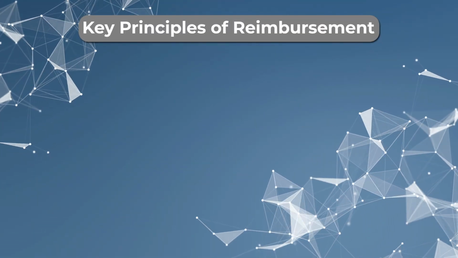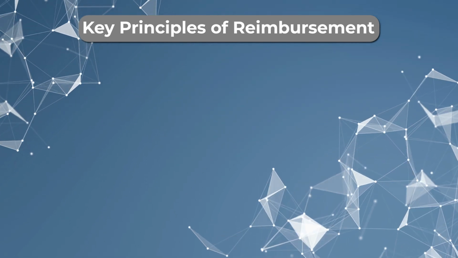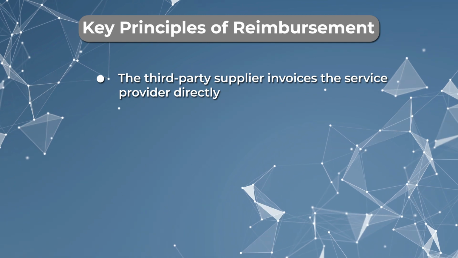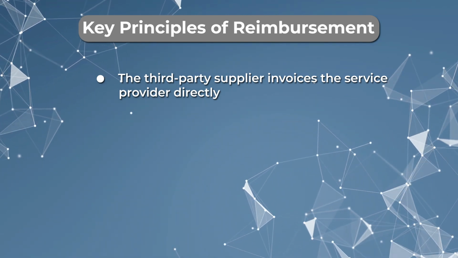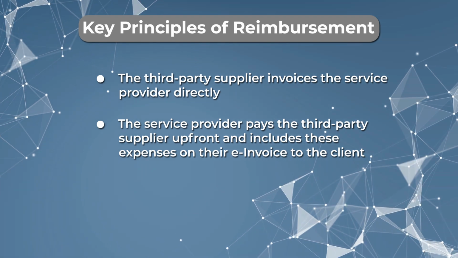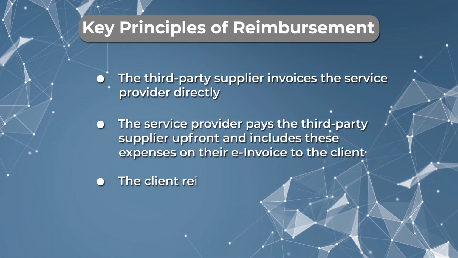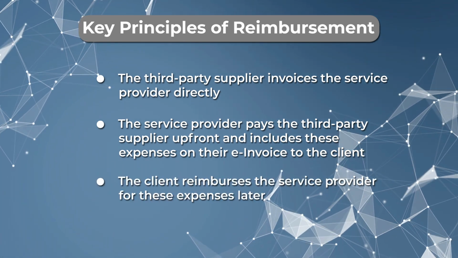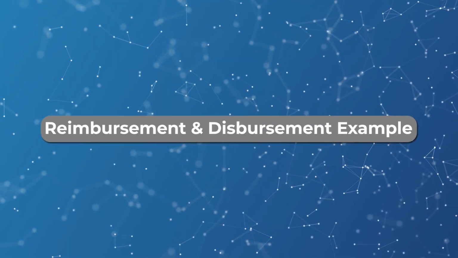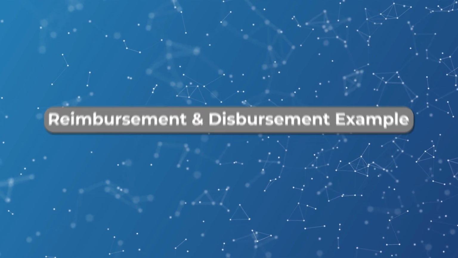Key principles of e-invoicing for reimbursement. The third-party supplier invoices the service provider directly. The service provider pays the third-party supplier first, and lists these expenses on their e-invoice to the client, for the funds to be reimbursed by the client later. Let's see how e-invoicing works for reimbursements and disbursements.